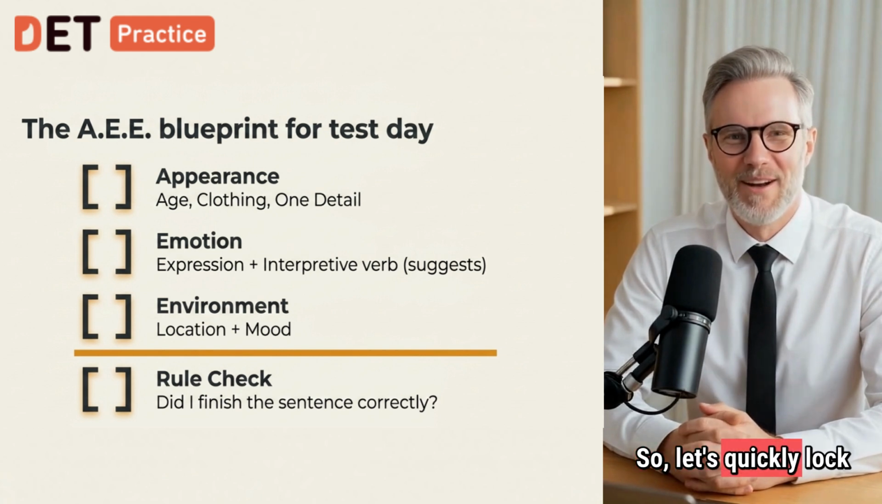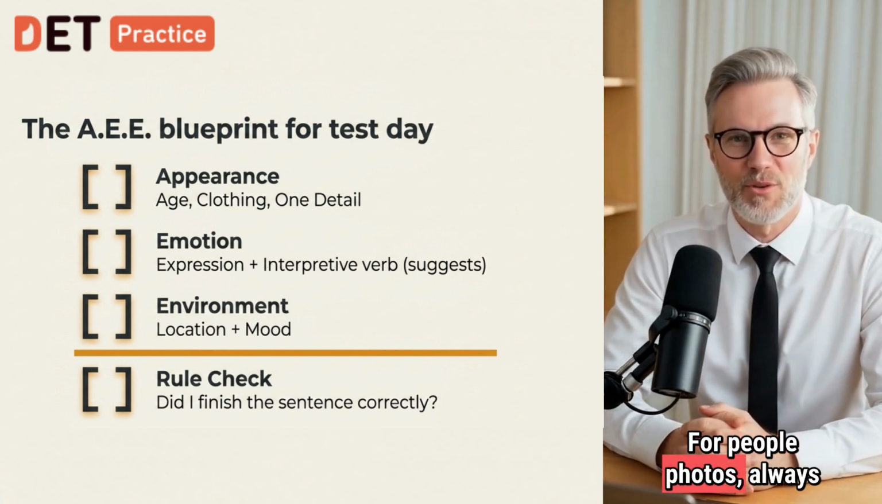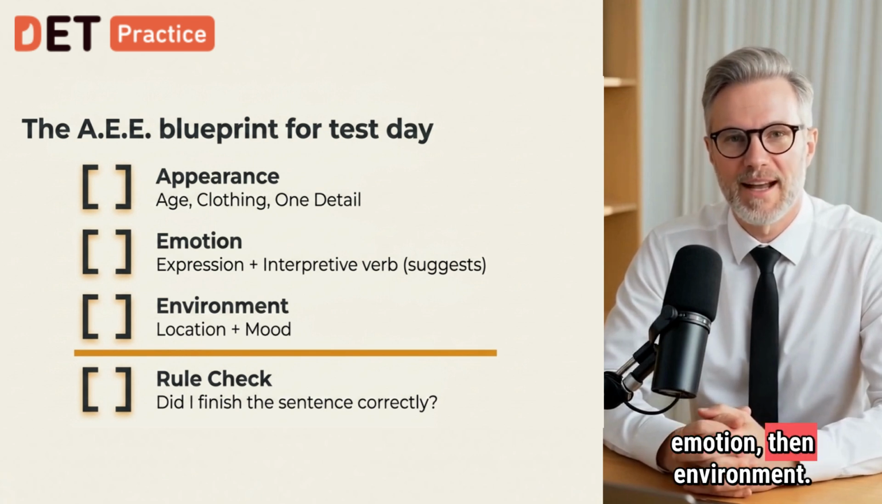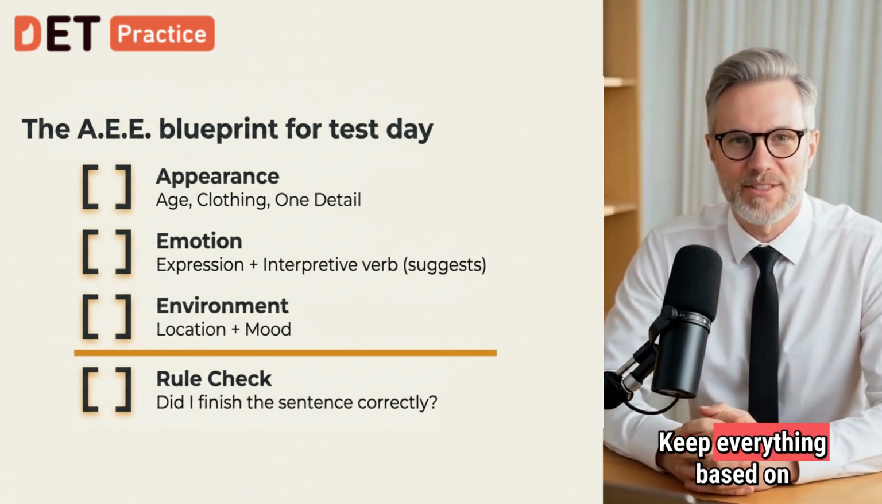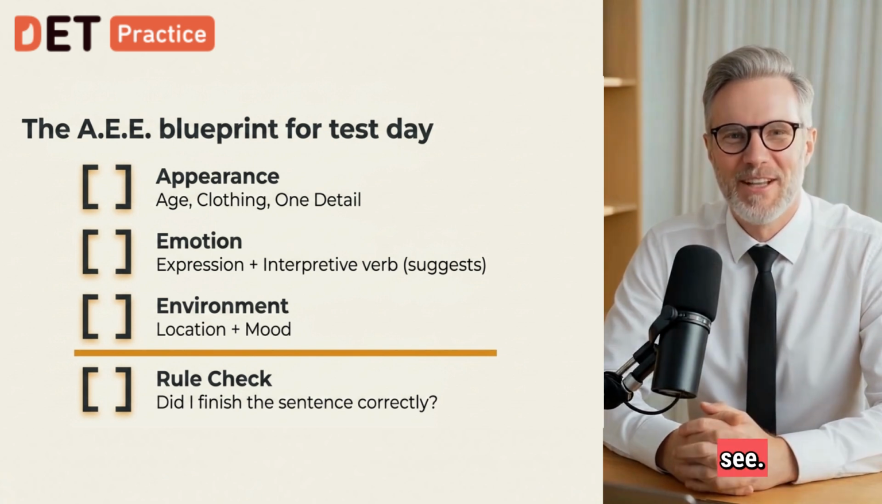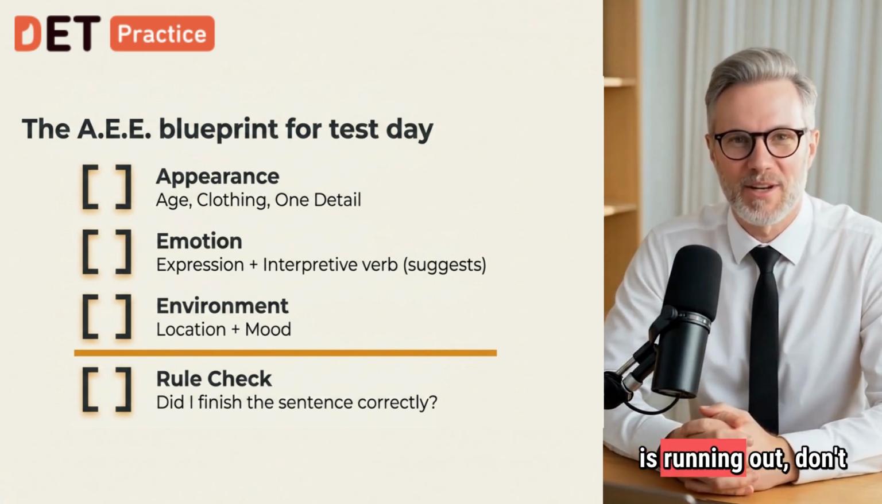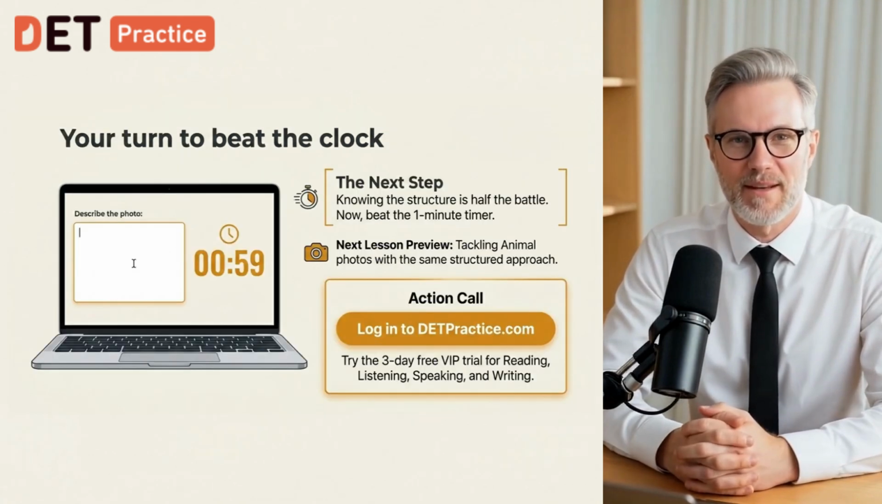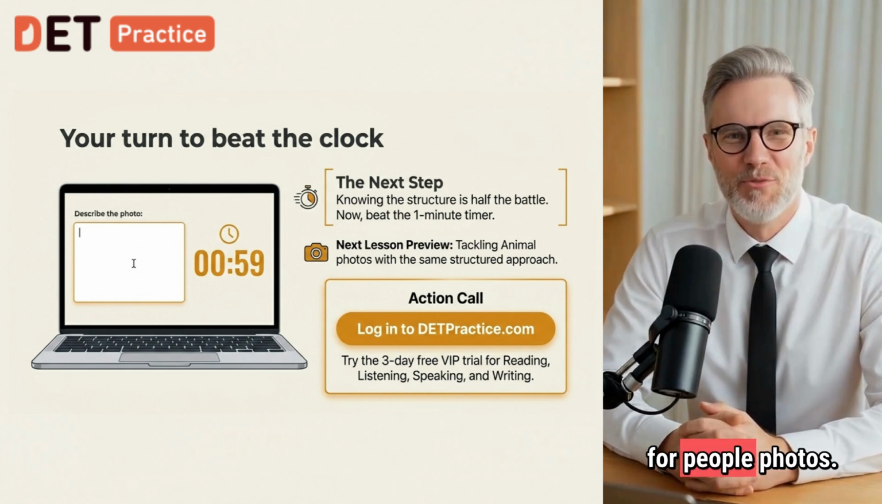So let's quickly lock this in. For people photos, always think first appearance, then emotion, then environment. Keep everything based on what you can actually see. And remember, if time is running out, don't force extra ideas. Just finish a complete, correct sentence. That's the full breakdown for people photos.